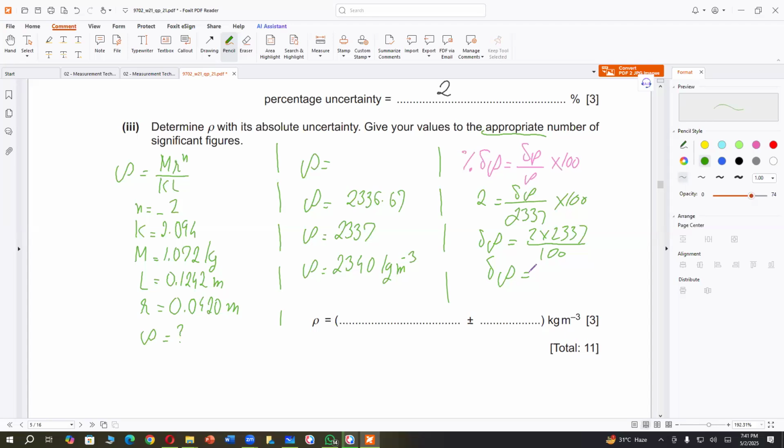2 into 2337 divided by 100. So 2 into 2337 will be 4600 something. We're dividing by 100 also, right? Yes, sir. Otherwise, it would be 4,000 something. So 2 into 2,337. Yes, sir. Can you use the calculator? I'm getting a different answer. Sir, 2 into 2,337 is 4,674, divided by 100 is 46.74.